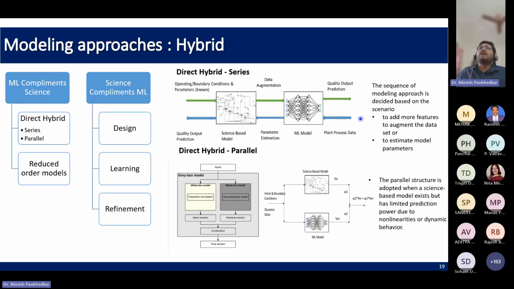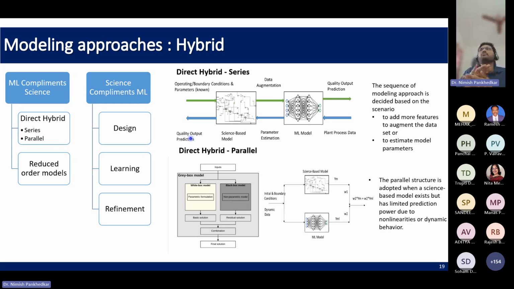The second way is I have plant process data. I develop an ML model based on that. I do a parameter estimation on that. I try to estimate some parameters, use those parameters then to correct my science-based model, as I mentioned earlier, and then I can do a prediction of my quality parameter. So in either of these approaches, you are combining data and science in a series. That is why this is known as the series approach for direct hybrid modeling.